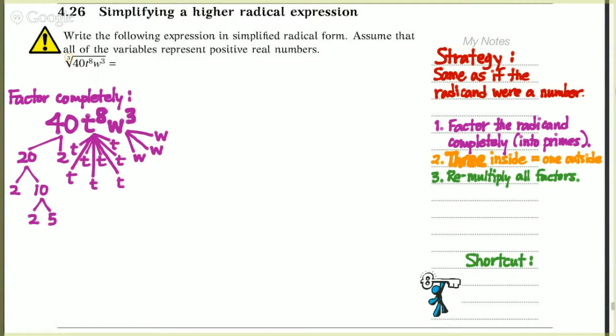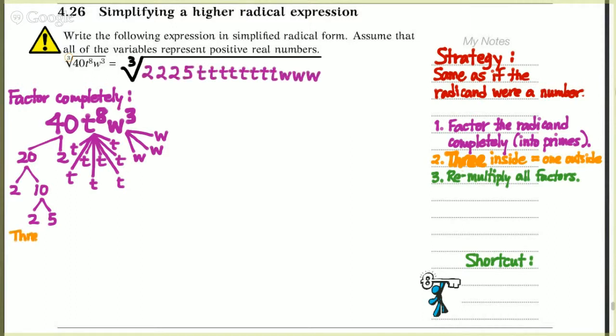So if I wanted to be really brutal about the expression underneath this radical, I would write it as 2 times 2 times 2 times 5 times t times t times t times t times t times t times t times t times w times w times w. Now we know all of its pieces. And now we can employ the simplifying strategy. Because I'm taking a cube root, any factor which I have 3 of underneath the radical can become a single one on the outside, because the job of a cubed root is to undo the process of cubing a number, or cubing a quantity, multiplying it by itself with a total of 3 factors. So if I find 3 on the inside, I can turn it instead into 1 on the outside.